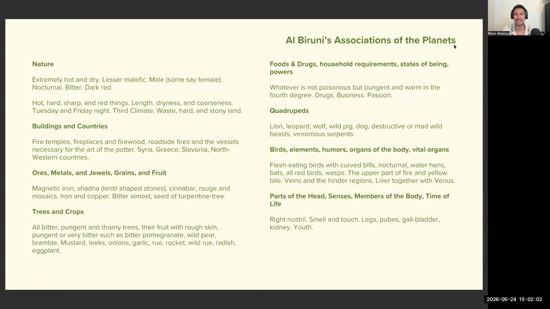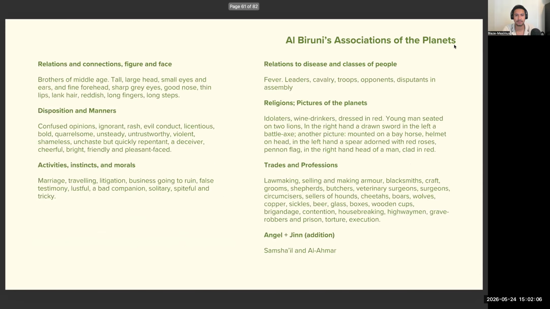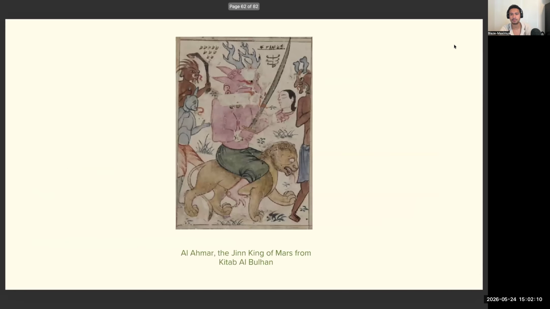But here's some of the indications as well, too. You guys can pause for these when you watch the video back. There's also slides that are there, too, so you guys can always look at the slides. And this is Al-Ahmar, who is the Jinn King of Mars, who is red, holding a decapitated head as well, too, and riding on top of the lion, as you can see here.